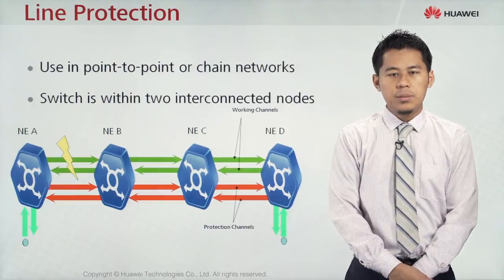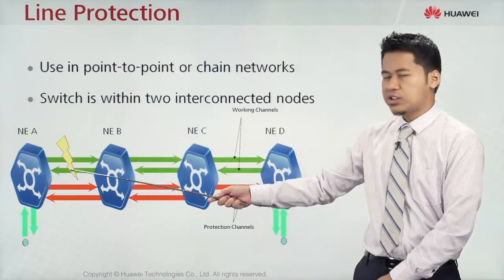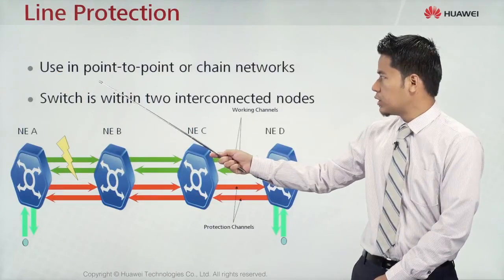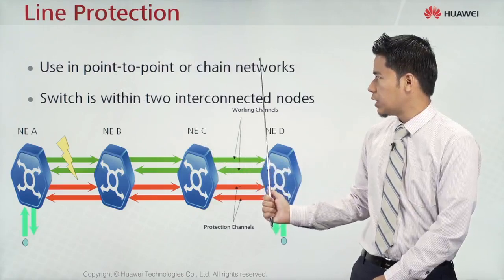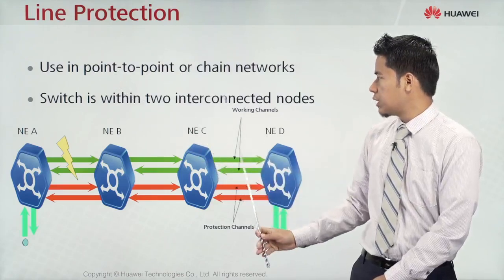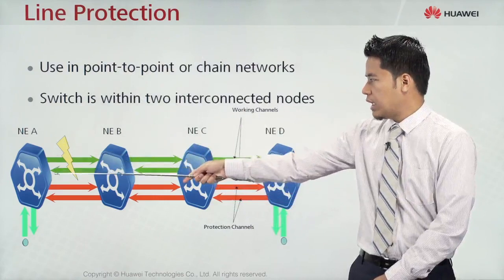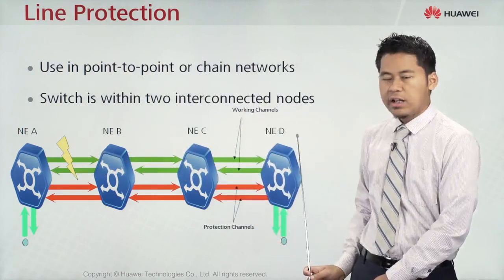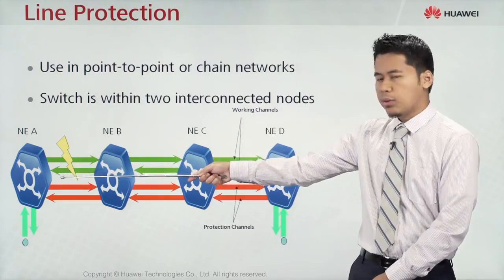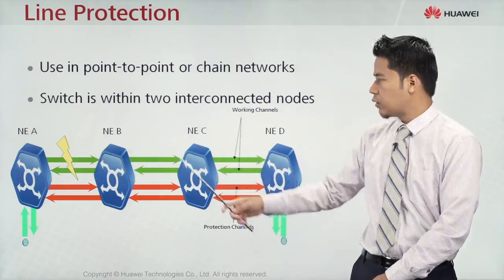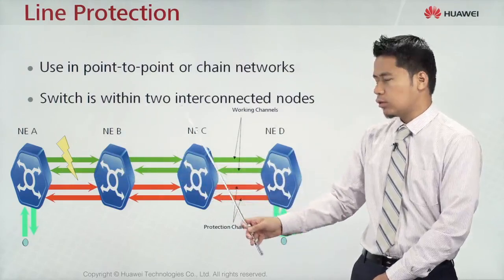So in here, linear protection. As you can see, this is a chain topology, point to point, with switching between the two interconnected nodes. We have A, B, C, and D. For example, I want to send my services from A to D, so I have to pass through B and also C.